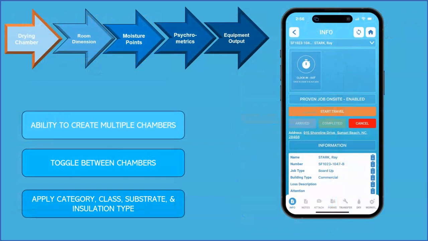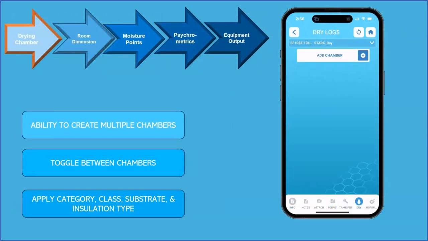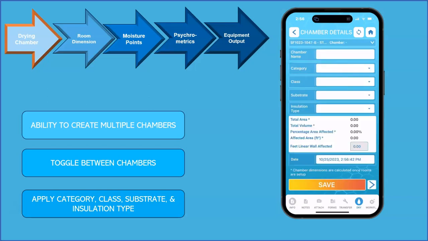When I select the Dry Logs icon, it will automatically open to the chamber creation screen, allowing me to create a new drying chamber. To create a new chamber, select the plus icon beside the Add Chamber. This will open a chamber creation window.